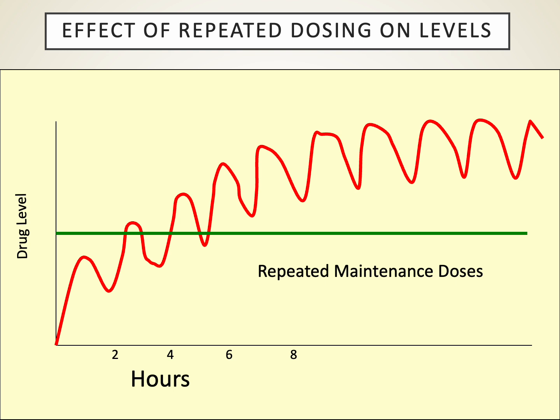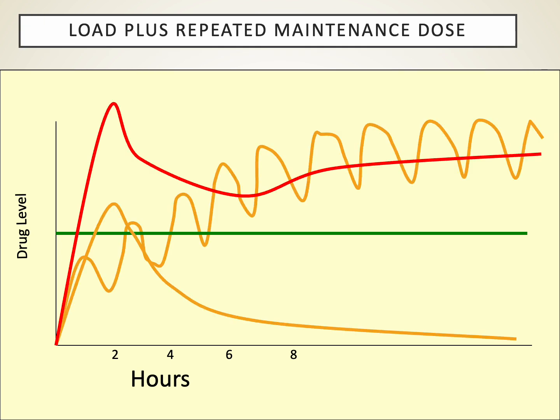If instead we gave repeated doses of drug, then we end up with a squiggly line that looks like this, and we have to wait a period of time before we even get our first over the green line point, and we only get it for a little bit. In practice, if we give a loading dose plus a maintenance dose, typically what you'll end up with is a curve that looks something like this red line here, that the level will get up and then the repeated doses will continue to add to that.